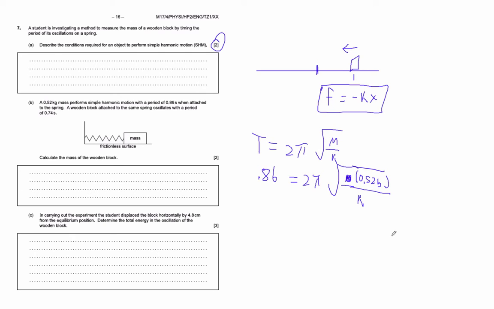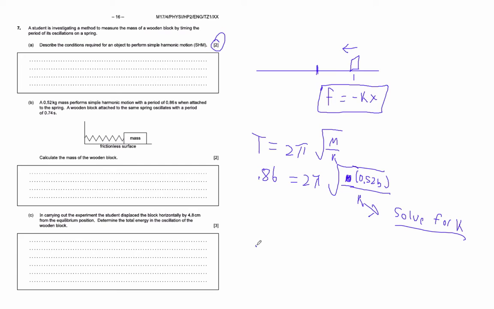All right, okay. Can't you solve that for k? So solve for k. I mean, there's other ways to do this, right? But this would be a real concrete way to do it. Solve for k. And then they say a wooden block attached oscillates with a period of 0.74.